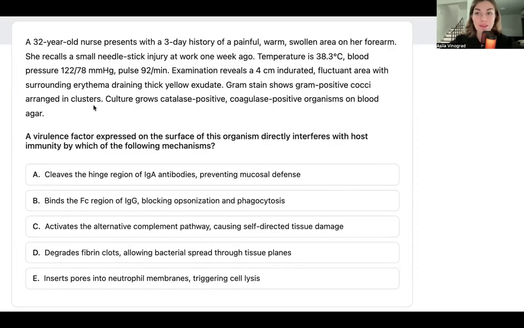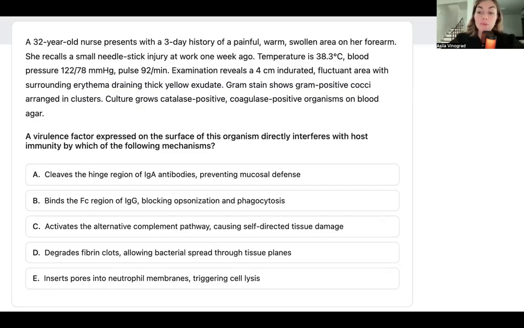Already we can think about Staph aureus. Culture grows a catalase-positive, coagulase-positive organism on blood agar. Okay, which virulence factor binds the Fc region of immunoglobulin G, blocking opsonization and phagocytosis? This is about Staph aureus. That's protein A. It sits in the cell wall of Staph aureus and binds the Fc region.